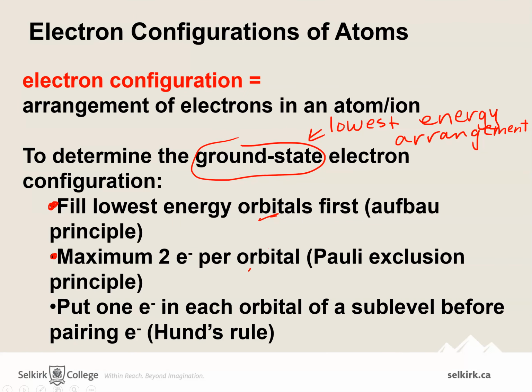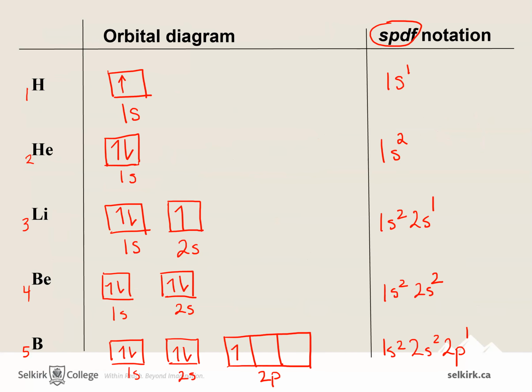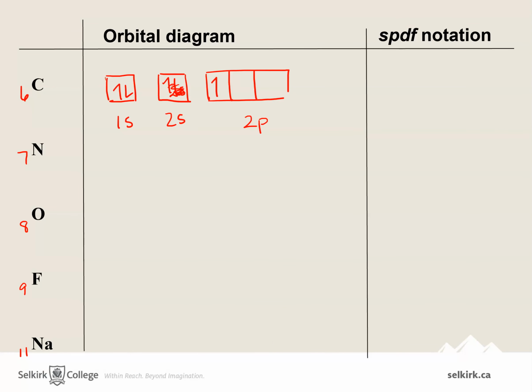The 3rd rule says, put 1 electron in each orbital of a sublevel before pairing the electrons. That's called Hund's rule. I don't care what it's called, I care what you do. So what that means is for carbon, I have to put the 6th electron in a different orbital, not pair up the one in the first 2p. I half fill the sublevel before I start pairing it up. All right, here we go. SPDF notation: 1s2, 2s2, 2p2.